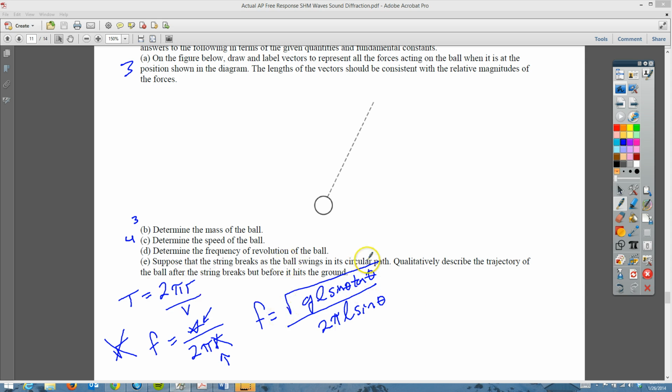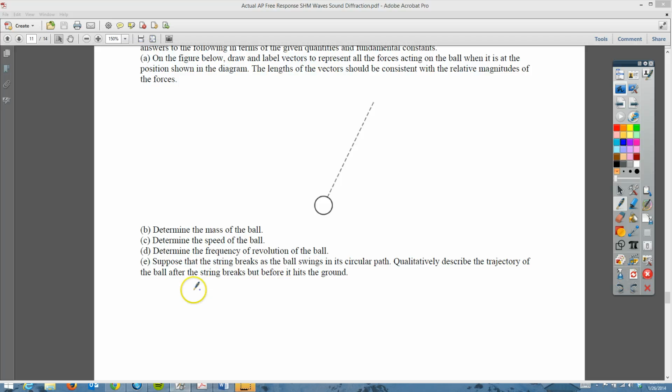So suppose the string breaks as the ball is in a circular path, qualitatively. So no numbers. Describe the trajectory of the ball after the string breaks, but before it hits the ground. So the original velocity here we know is all horizontal. Okay, so there's no vertical velocity yet. So if I was to cut it right here, this ball would start to fall this way. Okay, so its original speed would be in that direction. And the trajectory should be parabolic.